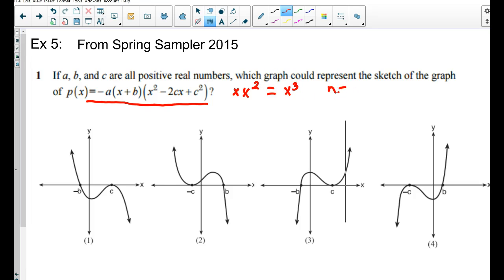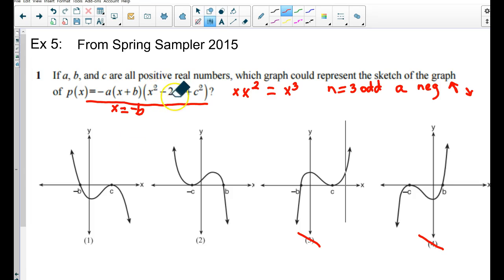So we know we have an odd degree, and we know that our leading coefficient is negative. Therefore, the end behavior is that it's going to rise to the left and fall to the right. That helps us eliminate choices 3 and 4. So now we're down to the other 2. Let's get some further information. I know that I have one root at -b if I set x plus b equal to 0.